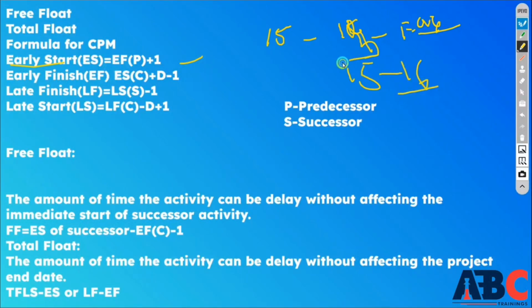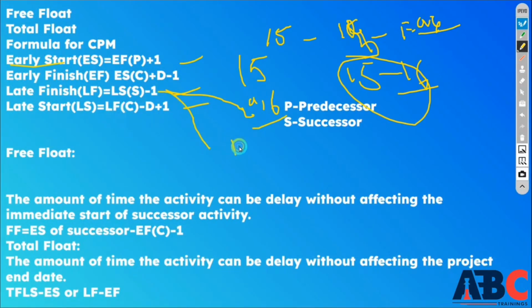That is early finish. And if you want to calculate late start and late finish, then consider that my activity was going to start on the 15th, but you started it on the 16th. So this is your late start. And if you want to calculate late finish, then consider that your activity was going to end on the 15th, but your activity is ending on the 16th or 17th.